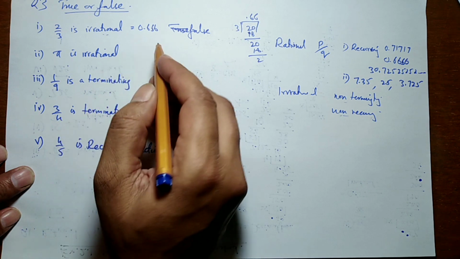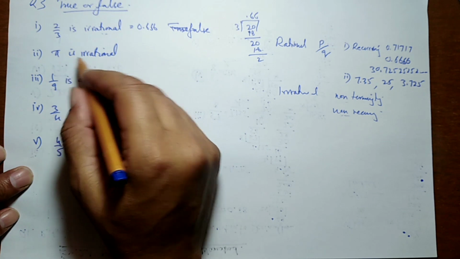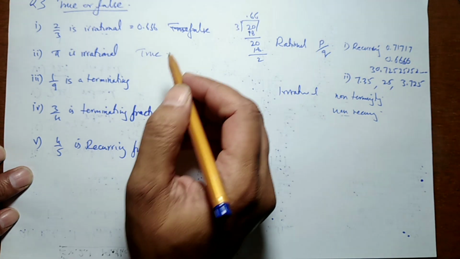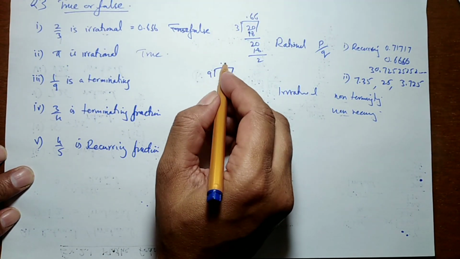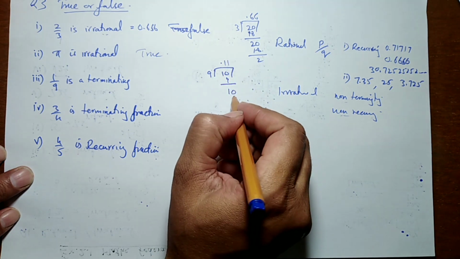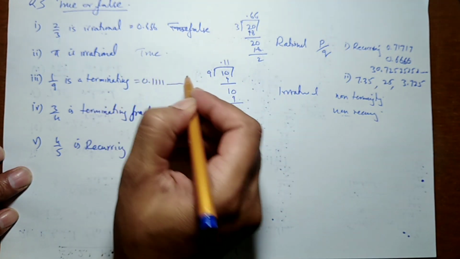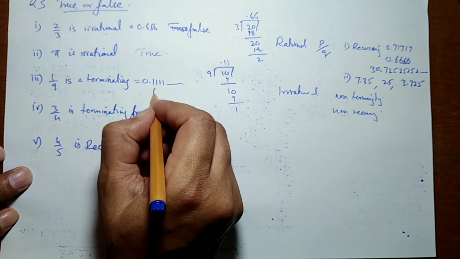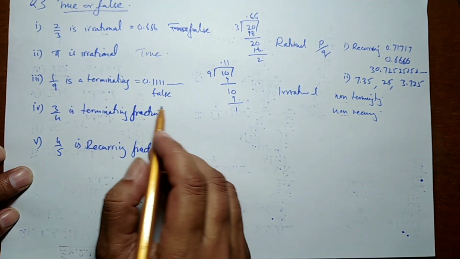Pi is irrational. We have already mentioned in a previous question that all symbolic values are irrational. So it's true. 1/9. 1.0 here, 9 1s are 9. Remainder is 1. Introduce 0 here, 9 1s are 9. You can see the answer is 0.1111, that continues on. So the statement says 1/9 is terminating. It's false, because the answer is a recurring decimal.